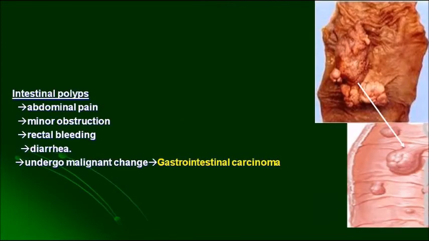Now this is the picture of intestinal polyps in Peutz-Jeghers syndrome. See the first and the second picture. What is the importance of these intestinal polyps? They can undergo a malignant change and lead to gastrointestinal carcinoma. That is an important point. So the intestinal polyps in Peutz-Jeghers syndrome can transform into what type of carcinoma? Gastrointestinal carcinoma.